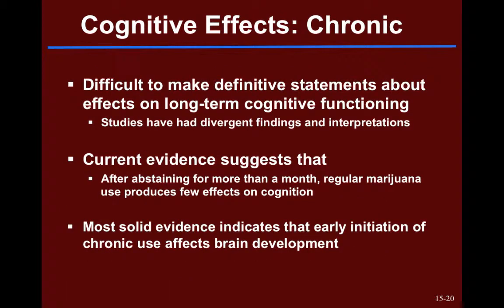We do have a few more chronic cognitive effects to discuss in the chronic category. Basically, we don't have the data to draw really definitive conclusions about the effect of marijuana on long-term cognition. We have done some long-term studies, but we've seen mixed results, various findings and interpretations of those findings. Based on this, our strongest current evidence, it seems that after abstaining for a month, most of the chronic cognitive effects of marijuana consumption will subside. So regular marijuana use produces few lasting effects if a person stops consuming for at least a month or more.